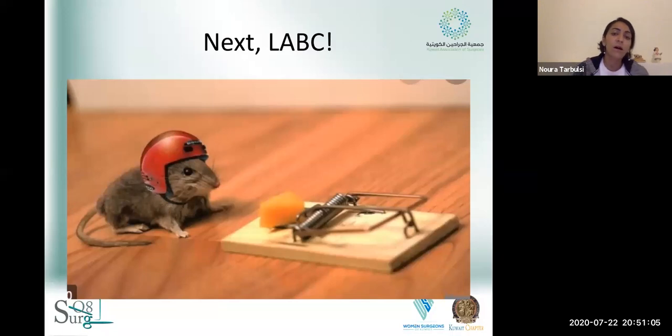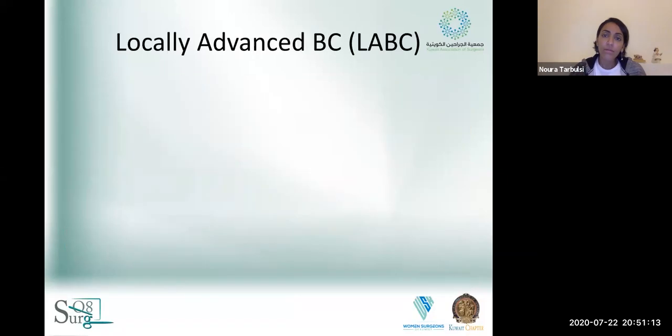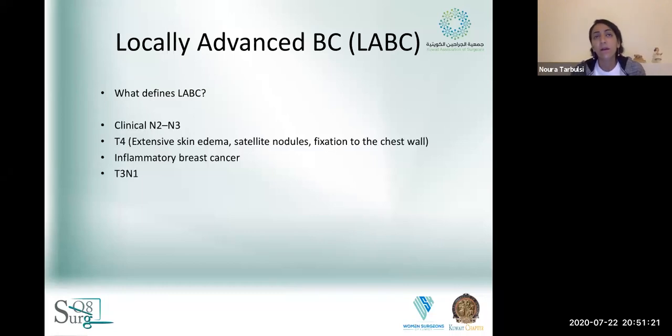Next, we're going to talk about locally advanced breast cancer. So what defines a locally advanced breast cancer? What we said earlier: T3, T4, and the T4 is T3 plus 1. Clinical N2, clinical N3, T4, which includes extensive skin edema, satellite nodules, fixation to the chest wall. Inflammatory breast cancer is by definition T4B, and T3N1.